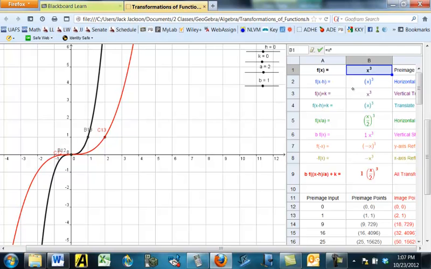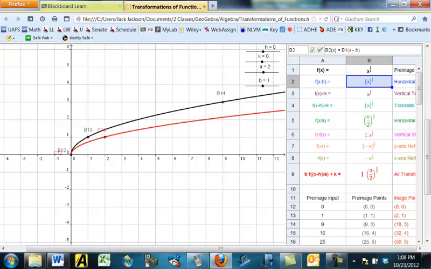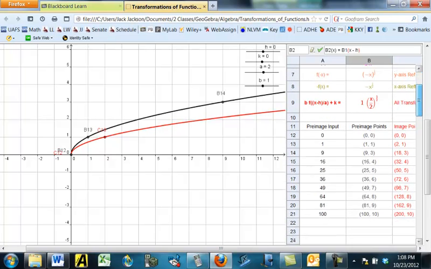Or what if I want to graph just 2x? Again, however far out we are, we're twice as far now. So the original one, for example, has this point (2, 4). Now we're at the point (4, 4) for the image. Okay, I'm going to go back to my original one, x to the power 1/2. And notice again we can look down here and see our pre-image and image points.